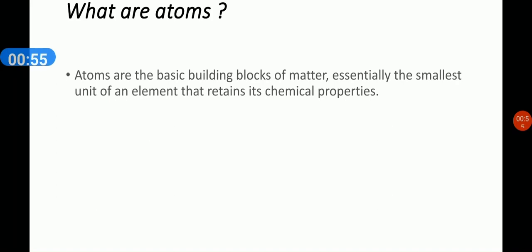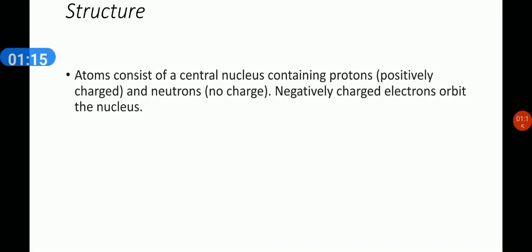So atoms are incredibly tiny, and they are composed of even smaller subatomic particles. Atoms contain subatomic particles that are protons, neutrons and electrons. The protons are positively charged, neutrons have no charge, and electrons are negatively charged.